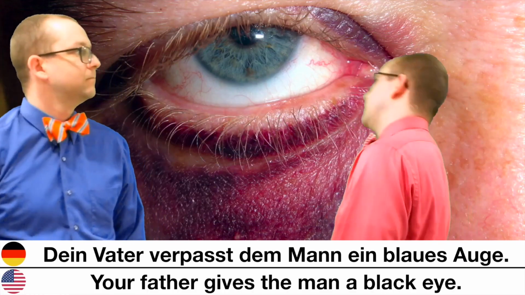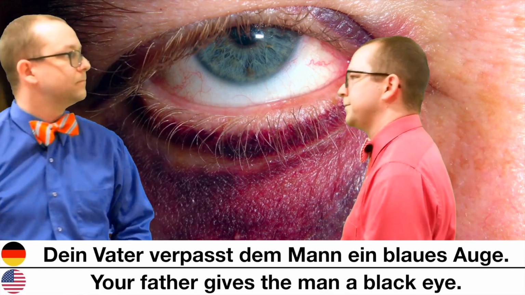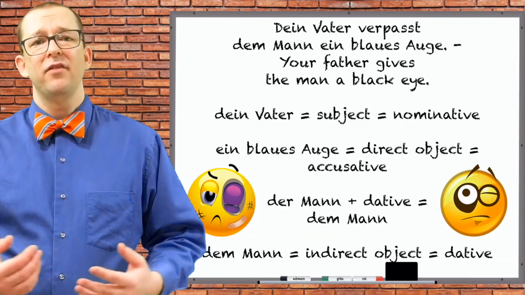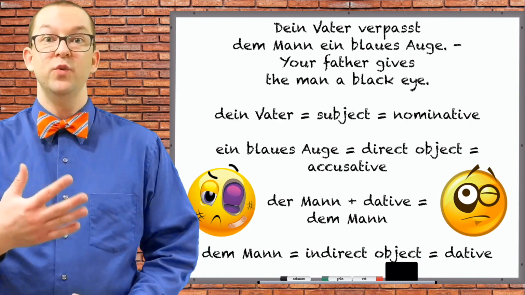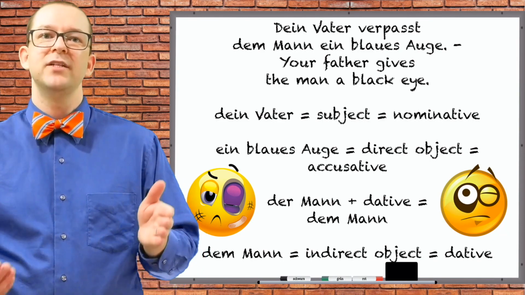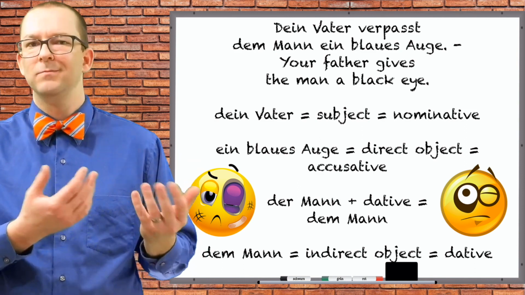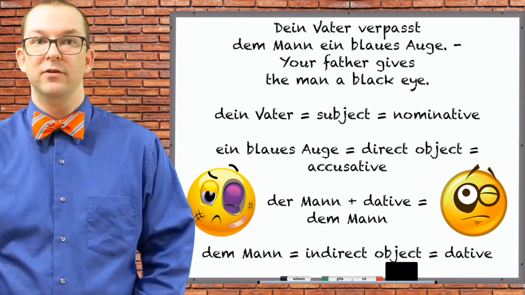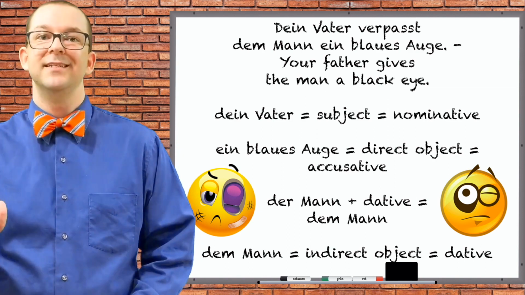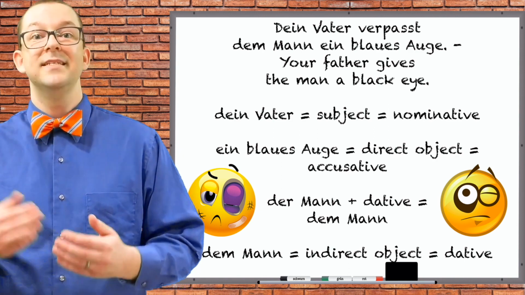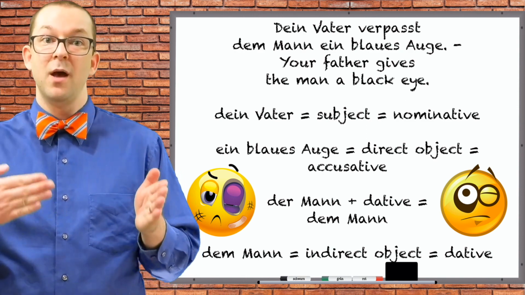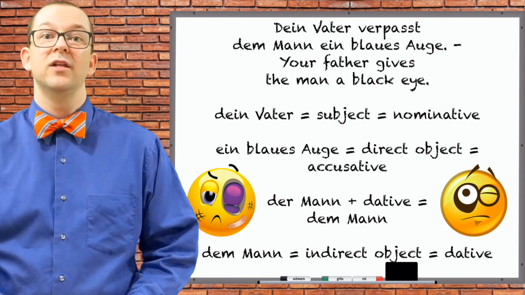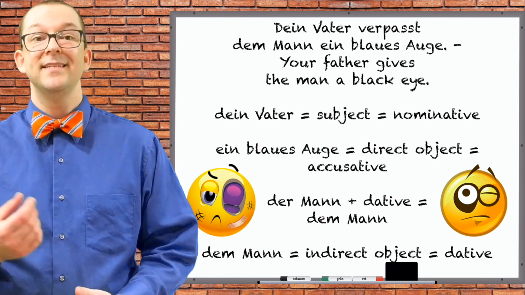Dein Vater verpasst dem Mann ein blaues Auge. Your father gives the man a black eye. Your father is still the subject as he's the one doing something. The action, however, is transferred to ein blaues Auge, a black eye. This makes the eye the direct object and therefore accusative. The one receiving the direct object is the man. This means he is indirectly being acted upon by your father through the direct object. This is why we call it an indirect object, and it takes the dative case.